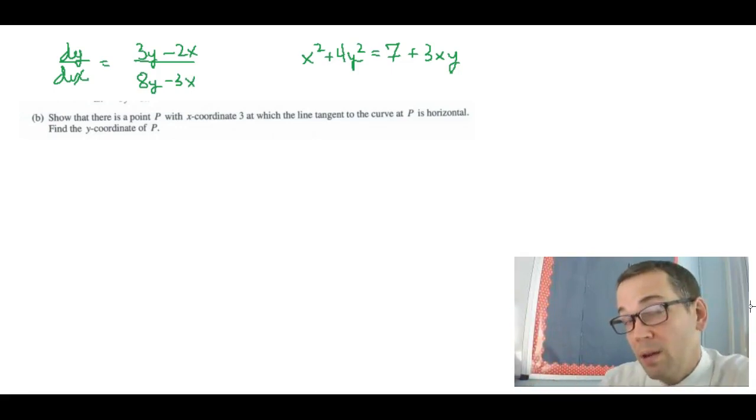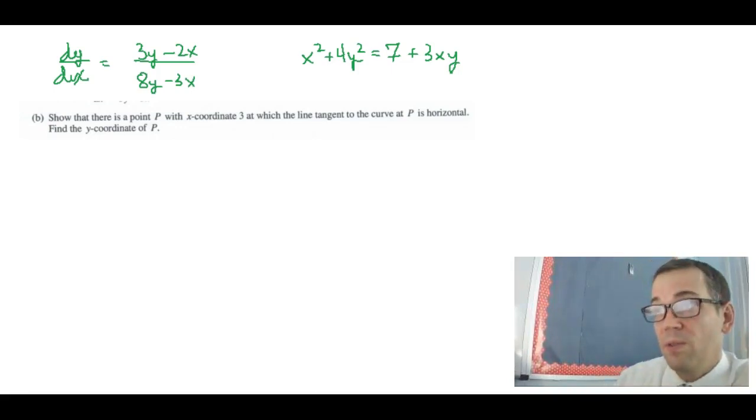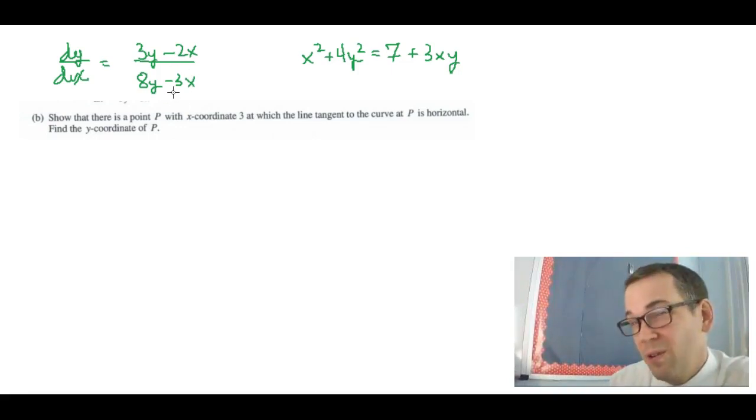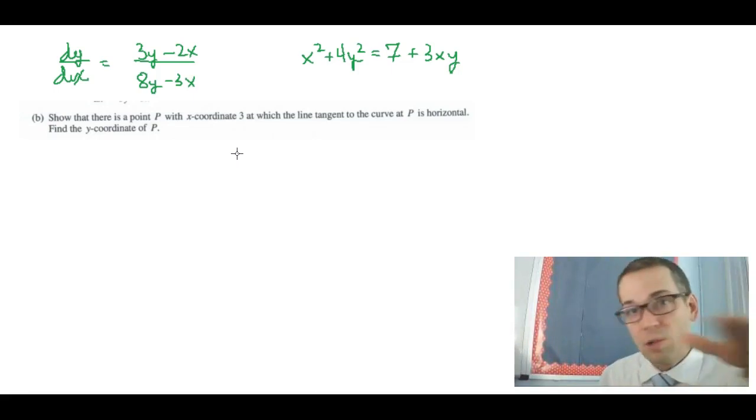There's a lot to unpack here. First off, they just tell us that the x-coordinate is 3, but our derivative uses both x's and y's, so we're going to need to figure out a y value to make this thing work. And to show that the tangent line is horizontal means the derivative is 0, because that's what the slope of the tangent is. Horizontal line means 0 slope.